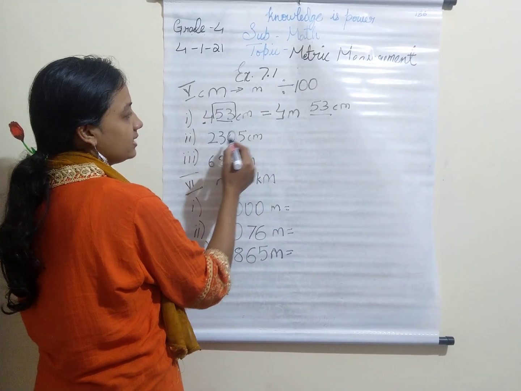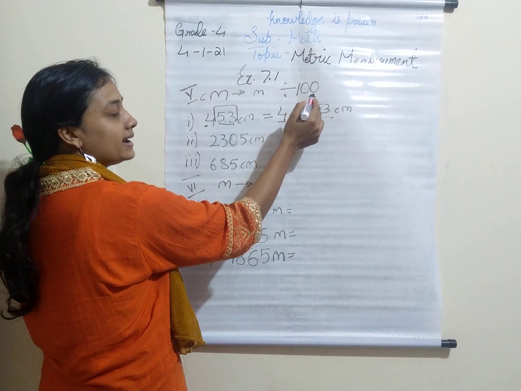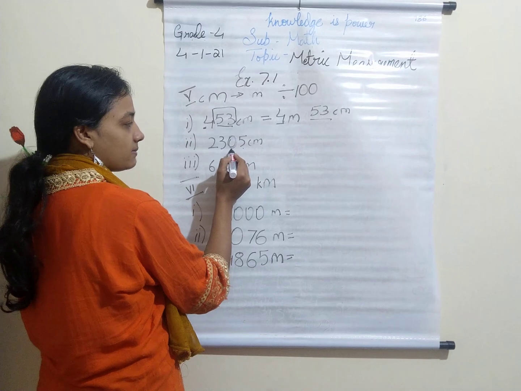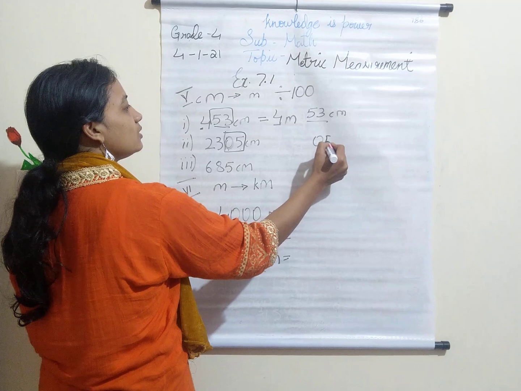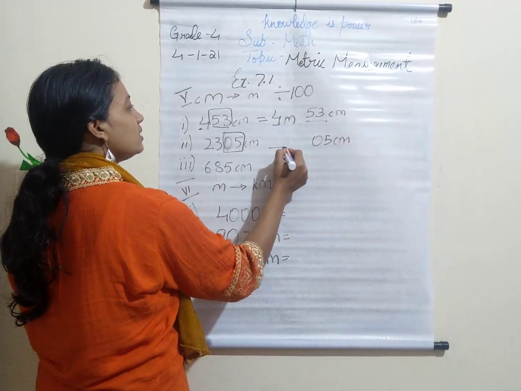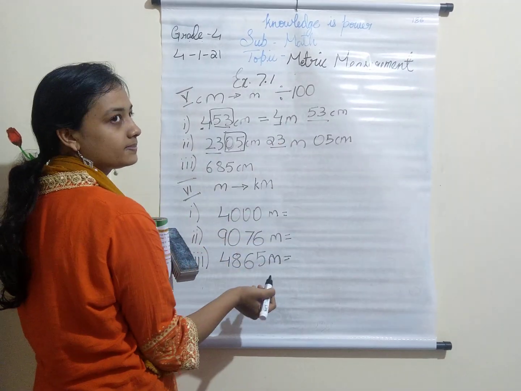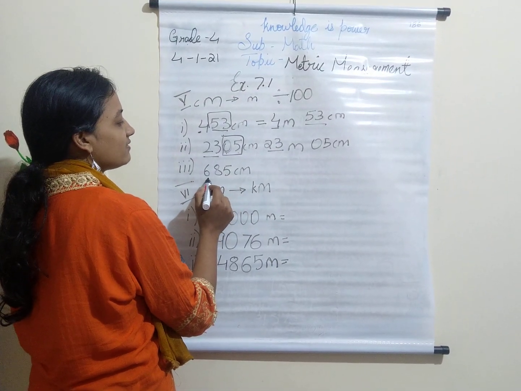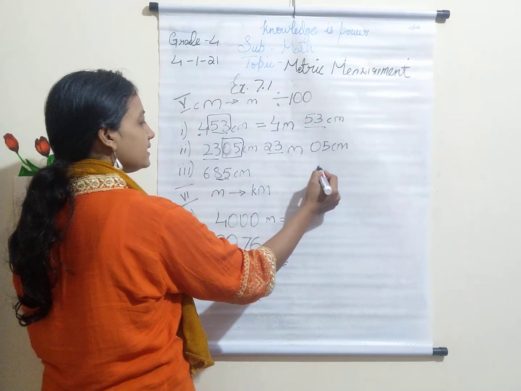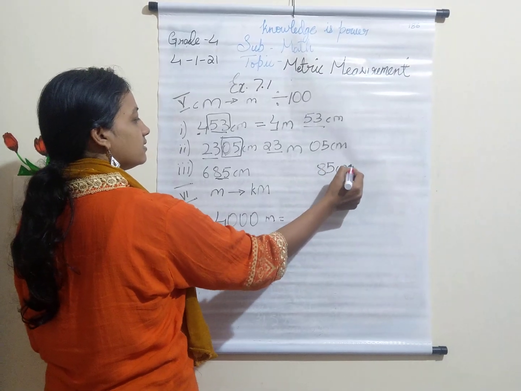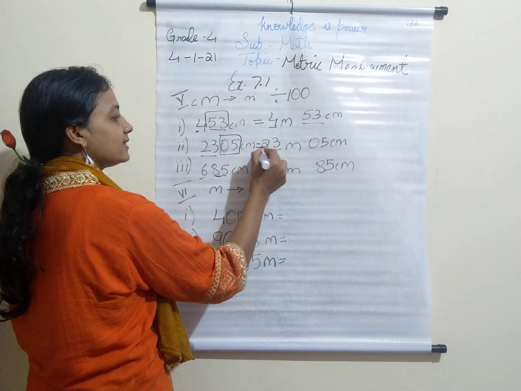So see the second one. You have 4 digits, 2305. Divided by 100, count two numbers from the right side. So these two numbers will be in centimeters only. Only the first two numbers here will be converted to meters. Similarly, you have 685. Divided by 100, the two numbers will be centimeters itself. Only the 6 will be converted to meter. This would be the answer.